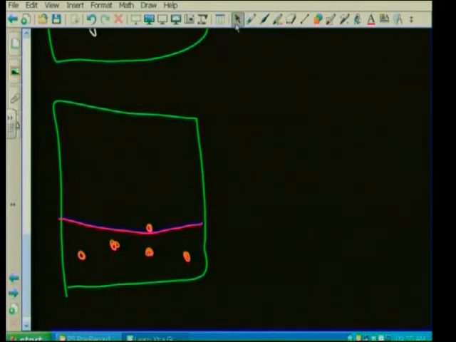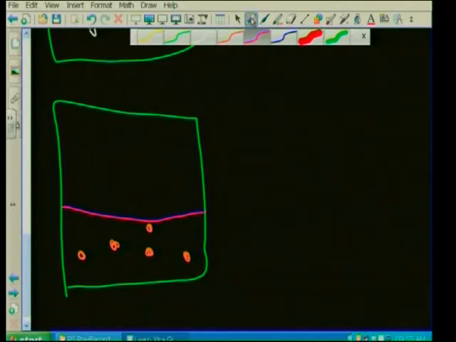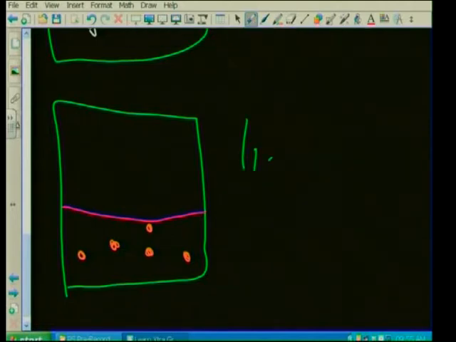It would be in a certain space, be confined somewhere like that. In this space, the particles are much closer together. So that would represent a liquid. Closer together, and we would call that the liquid.